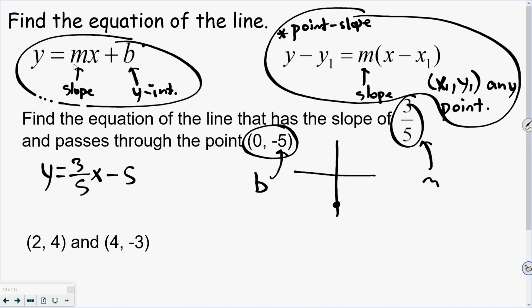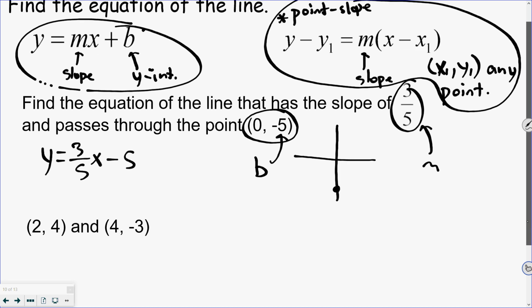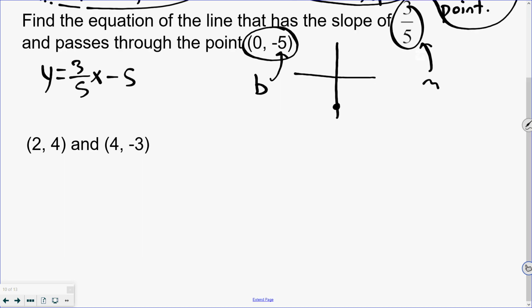Okay, so let's do this next example. This one says, find the equation of the line that passes through the points (2, 4) and (4, negative 3). So first thing is you have to know the slope on either of those formulas. If you don't know the slope, then you need to find the slope. And we know how to do that.